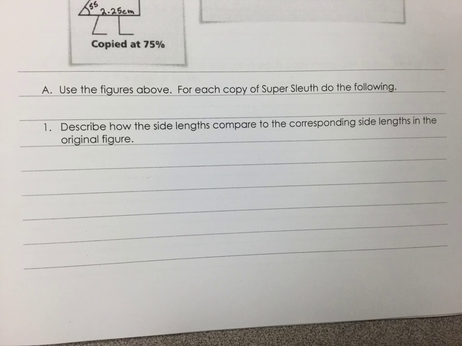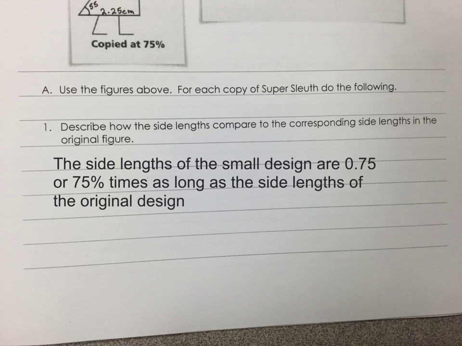So let's start with the original design and the 75% one. What happened to the side lengths between when you went from the original picture to the smaller picture? The side lengths of the smaller design are 0.75 times as long as the side lengths of the original design. And you can actually figure this out by taking 4 and multiplying it by 0.75.